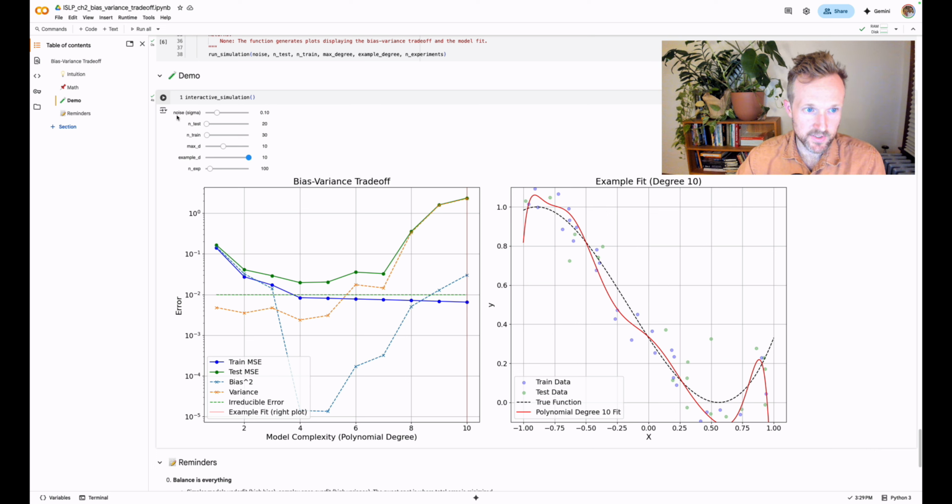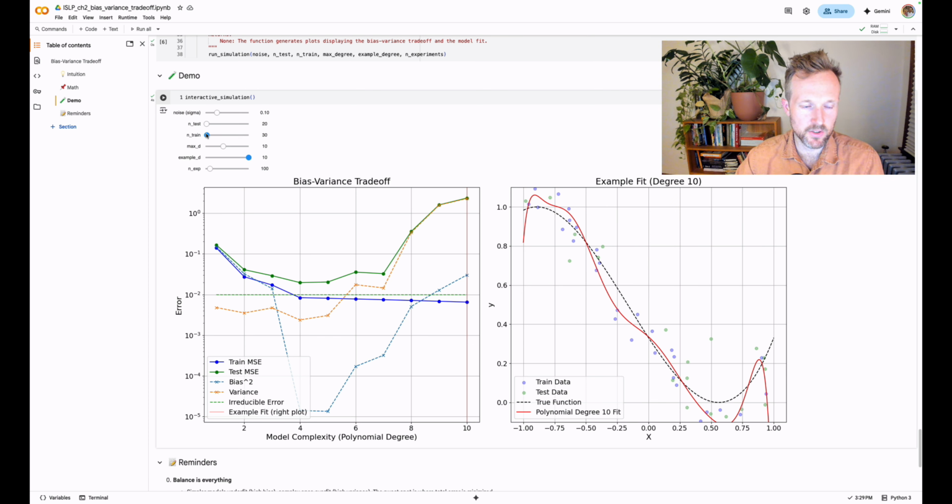And so the sigma on the irreducible error is 0.1, right? So notice that the MSE, the error, is 10 to the minus 2, that's 0.1 squared. Okay, so then we have in green the test MSE. This gives us that sort of U shape that we are used to. The Goldilocks value is actually down in here. A fourth or fifth order polynomial would be the ideal fit here, right?